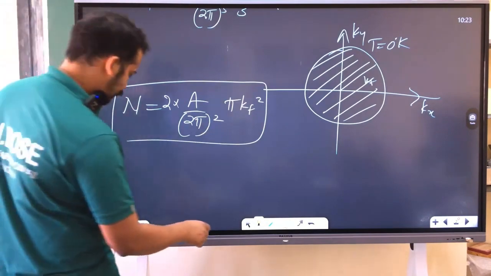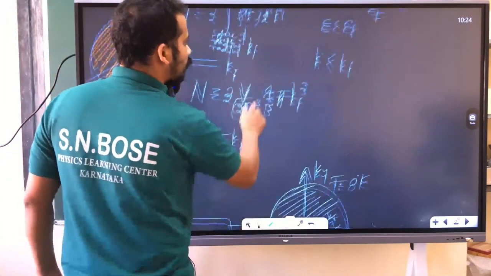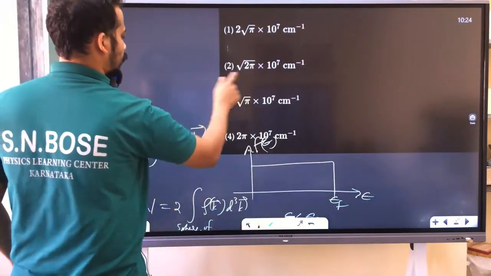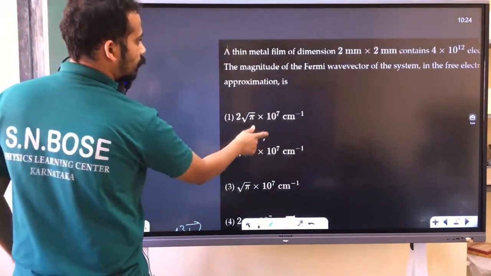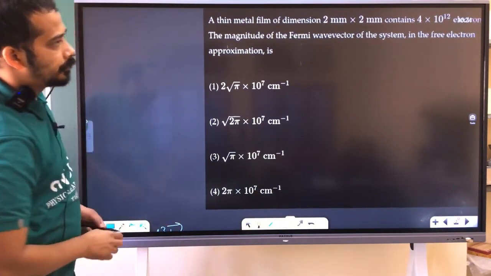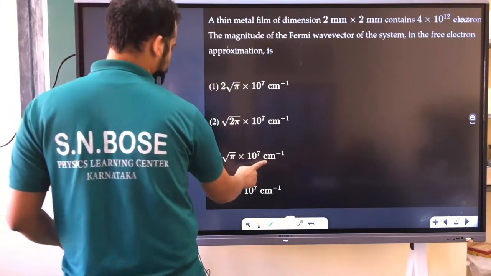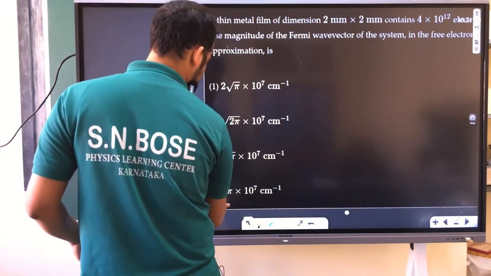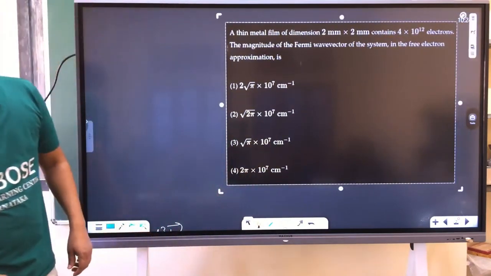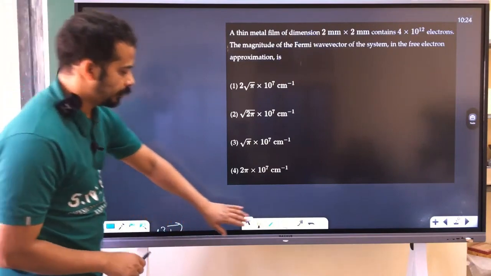Is that okay? So let me write this expression again. Now we shall go to that question. Where is that question? You can see this question? Thin metal film of dimension 2 millimeter cross 2 millimeter. Can you see this one? Should I make it a little larger or is this fine? This is fine, am I right?